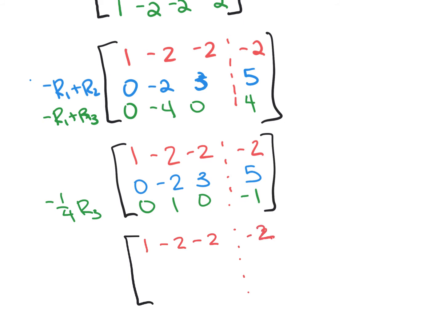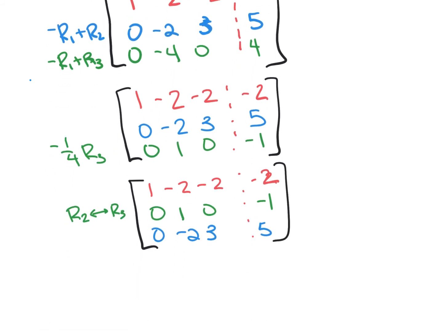And so when I do that, I'm going to row switch R2 with R3. So I get 0, 1, 0, negative 1. And down here I'm going to get 0, negative 2, 3, and 5. Again, I want zeros beneath this 1 and above the 1. So to get the 0 beneath the 1 first, I need to multiply this row by a positive 2 and then add it to that row.